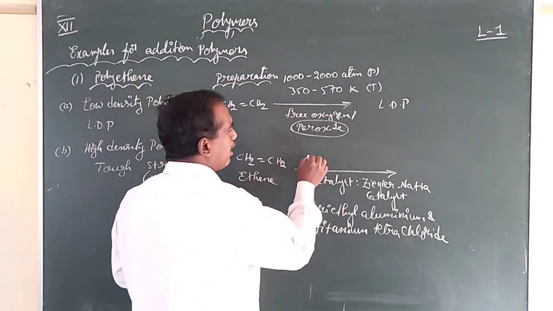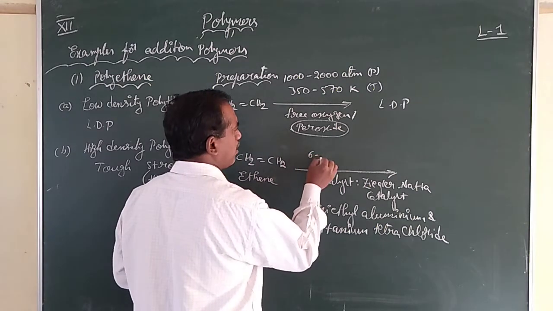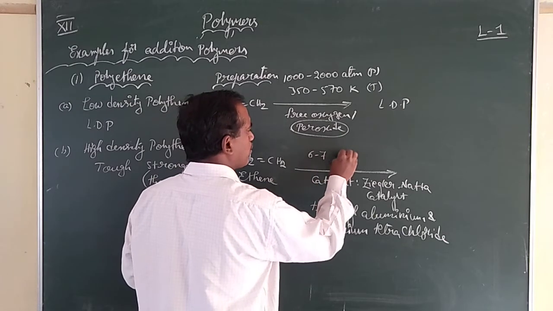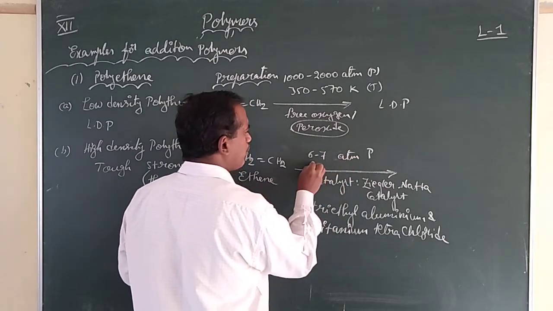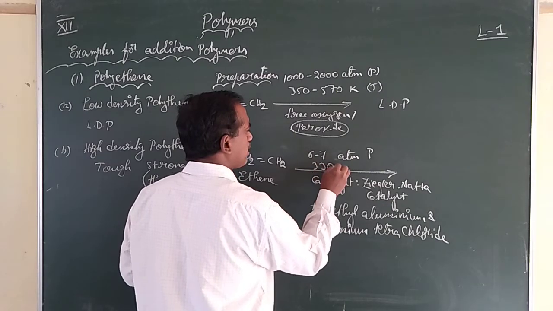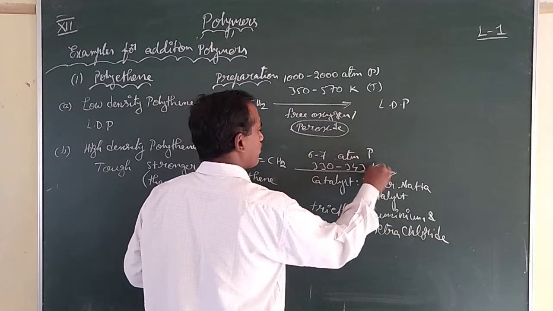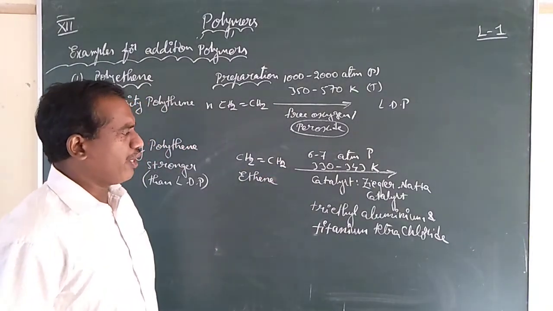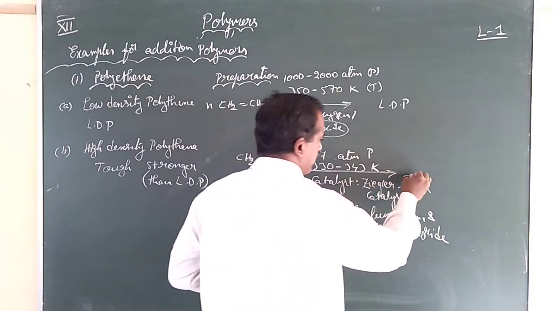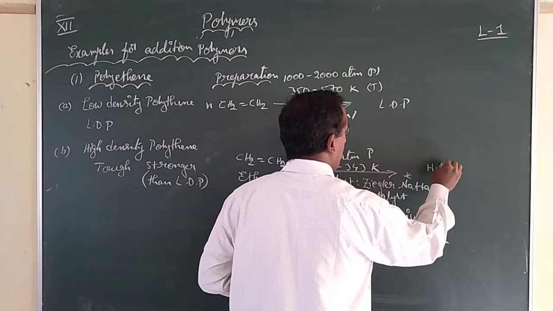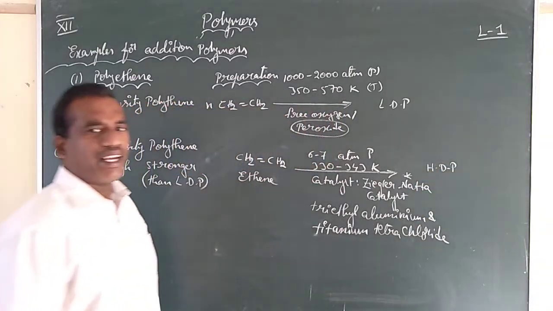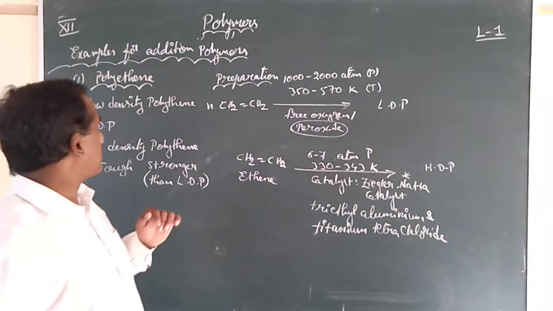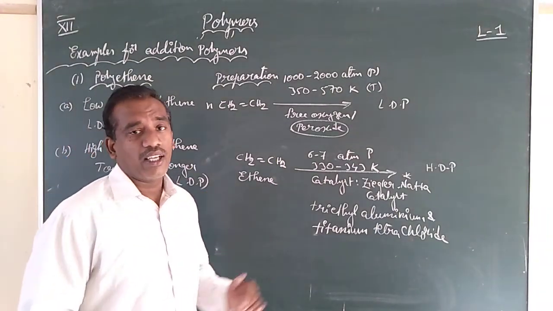By using this, you can work at a very low pressure. Pressure is very reduced: 6 to 7 bar, or you can work at 330 to 343 Kelvin, a very low temperature. By using the catalyst, pressure is reduced and temperature is also reduced. This is a very important catalyst name. What type of polymer can we form? High density polythene. So under polythene, two types are there: low density polythene and high density polythene.